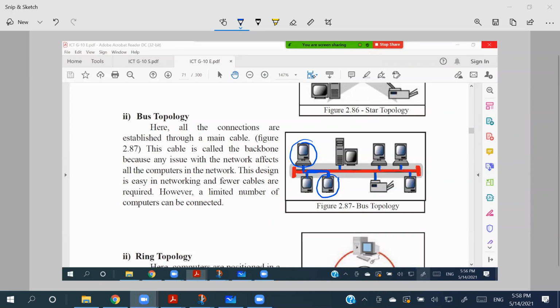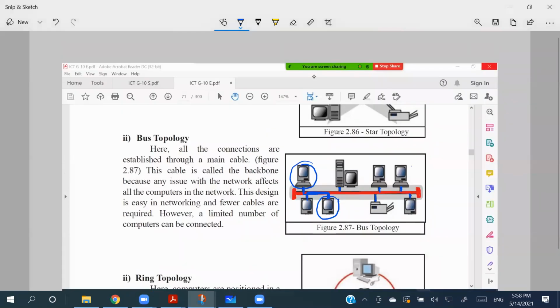So if any of these devices breaks down, it won't affect the network, right? If this particular PC is not working, it's just that PC which cannot communicate with the others. All others can still communicate. But if something happens to the backbone, your entire network is going to go down, right?